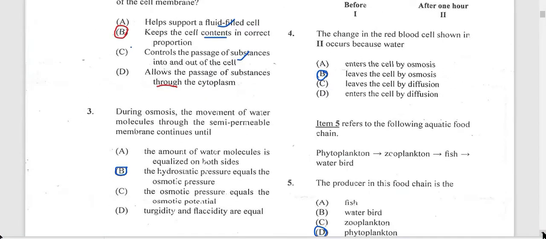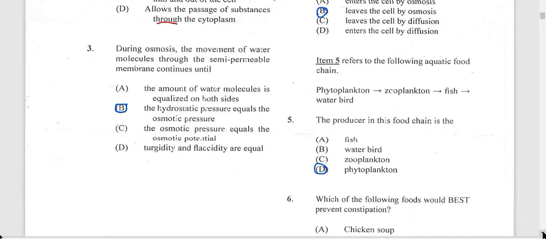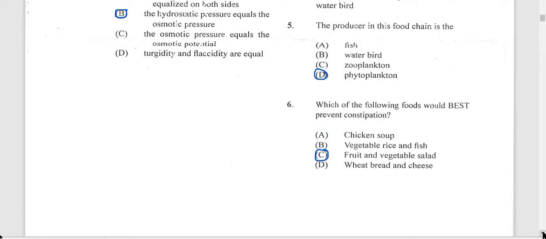Item number 5 refers to the following aquatic food chain. This is of course a repeated question. We have the phytoplankton, zooplankton, fish, and water bird. The producer in the food chain is of course the phytoplankton, which is of course an aquatic plant, or one might say a microscopic plant.